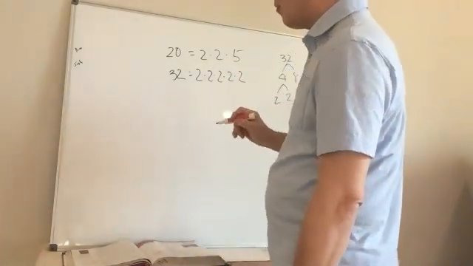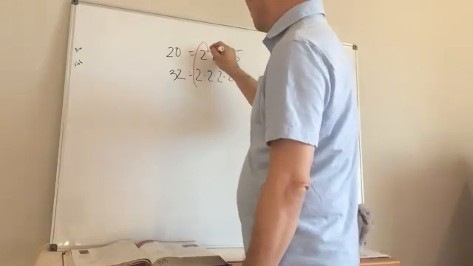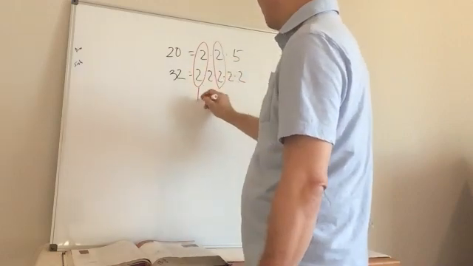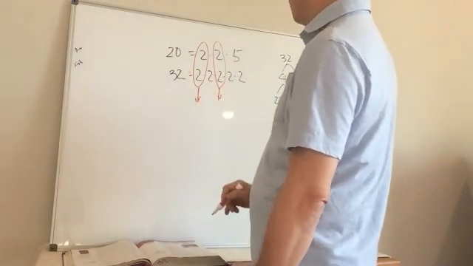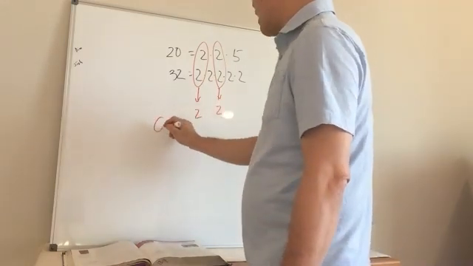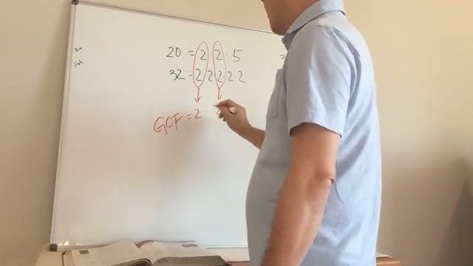Okay, so how many come? What are common here? 2. And then the other group of 2. So I have 2 of these, right? Yes. I'm done, right? So this is 2 and 2. So the greatest common factor is what? 4. 2 times 2, which is 4.